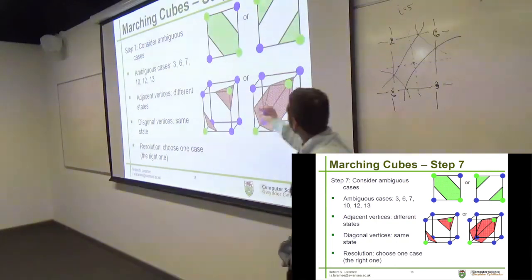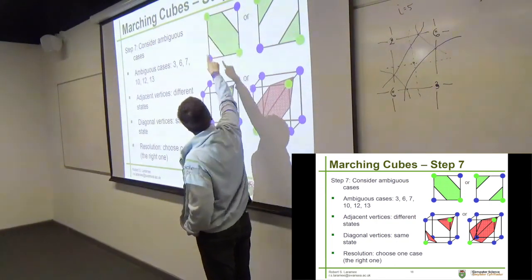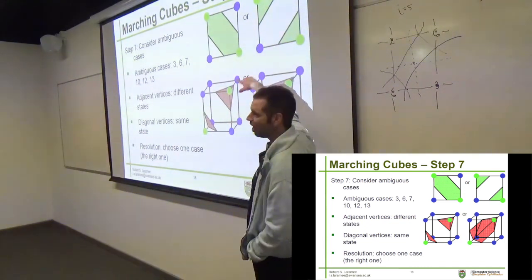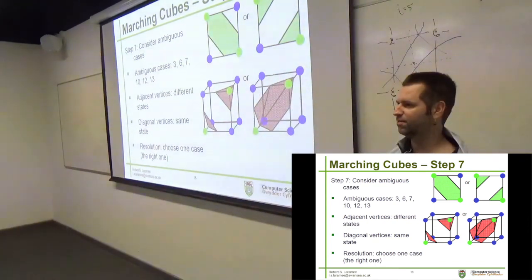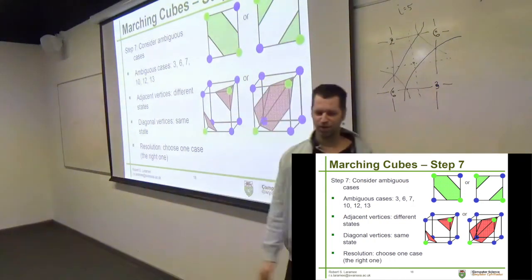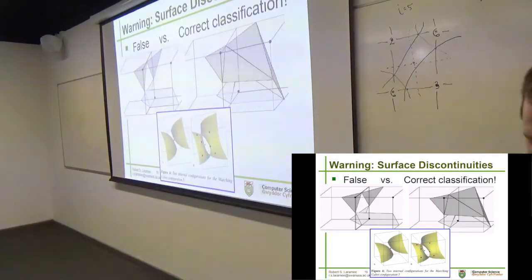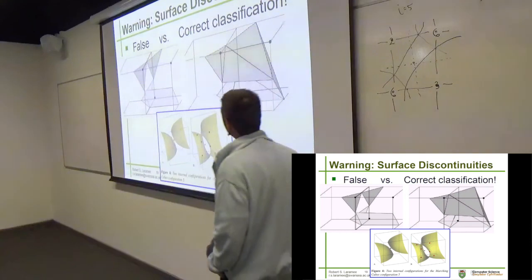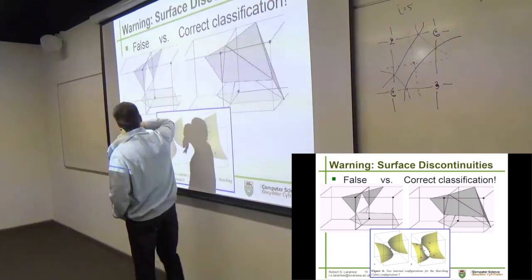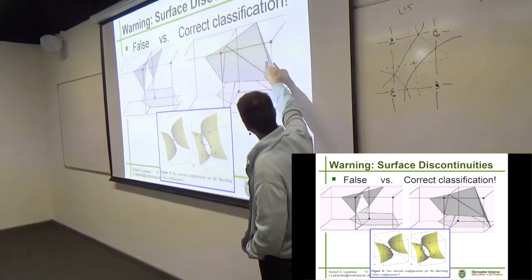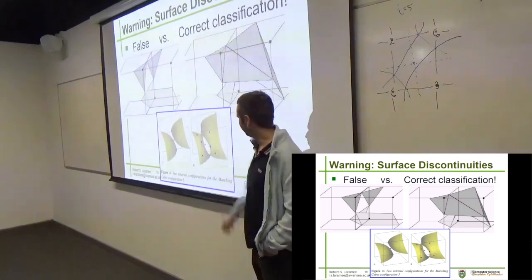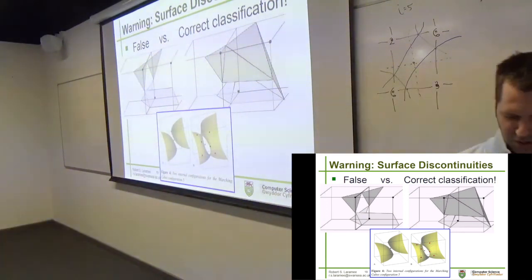But look at this. These four vertices are the same on both cubes, but the surface passing through is different, and they're both theoretically correct. Same situation here. So what do you do about that? This is what can happen. If we compute the wrong isosurface and then just join them, you can end up with a big crack in the middle. But here's a continuous surface. There's another ambiguous configuration.